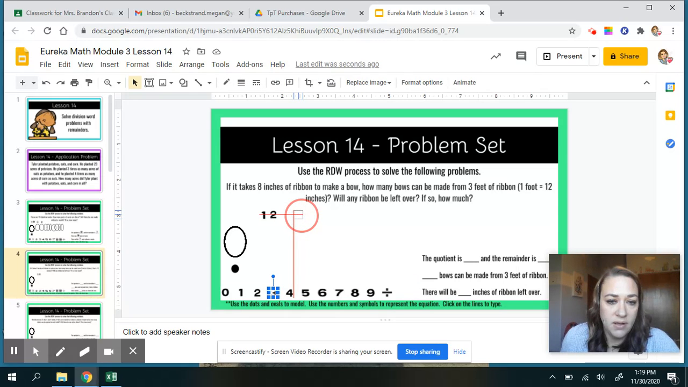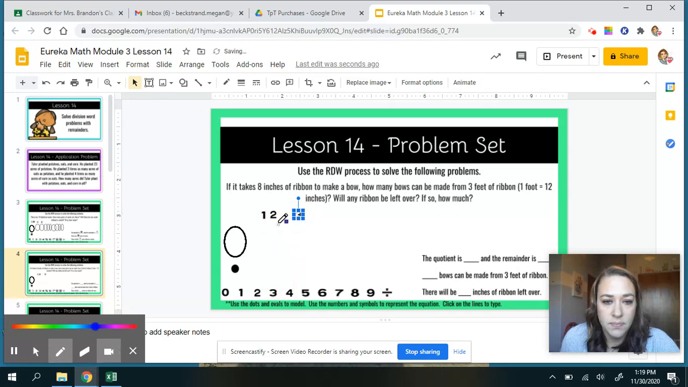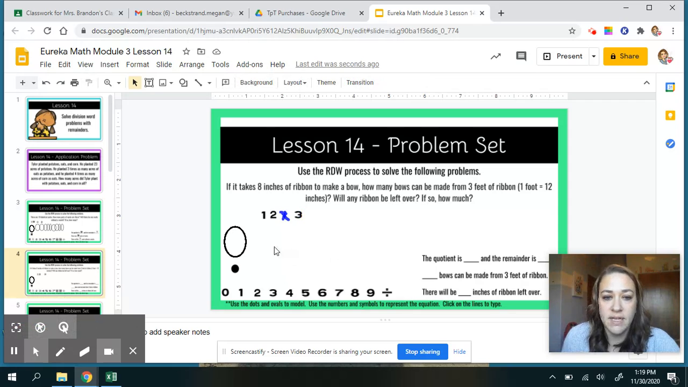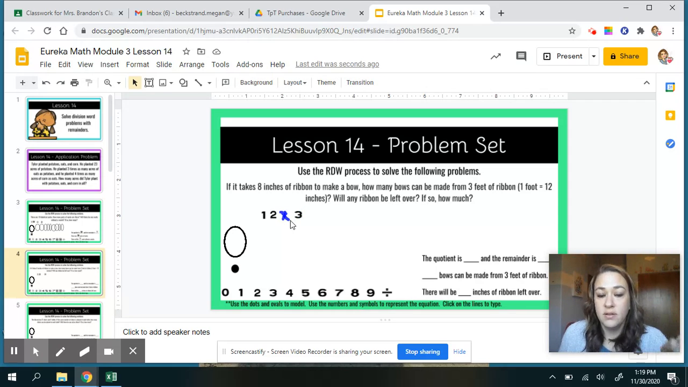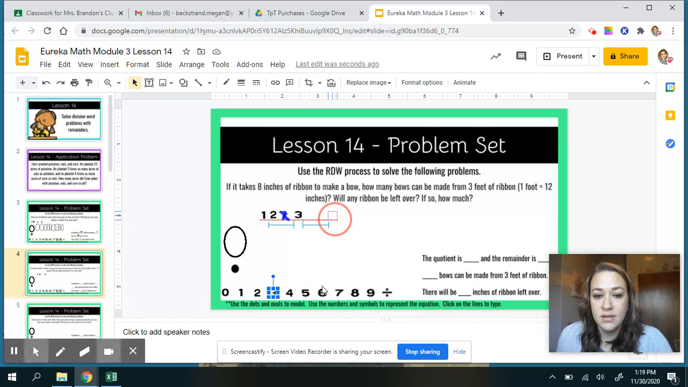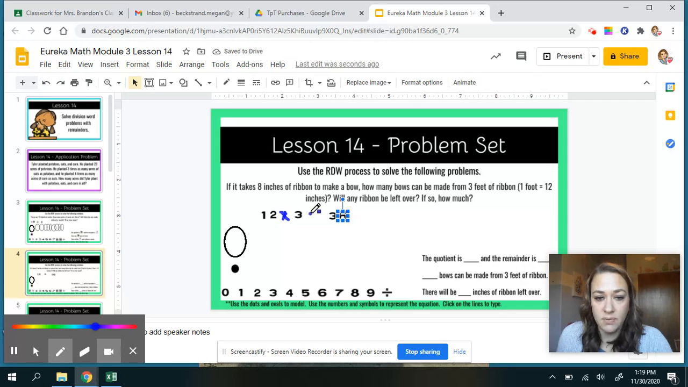Let's see, I'll get my pen over here. So times 3. If we take 12 three times, so 12, 24, 36, or we could take 3 times 10, that's going to give us 30. 3 times 2 is going to give us 6. So that's going to equal 36 inches. That's how much ribbon we're working with.